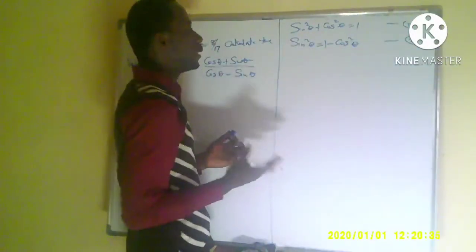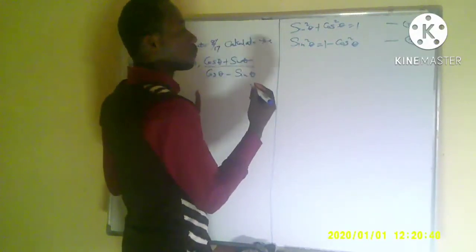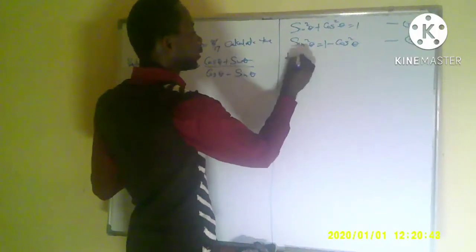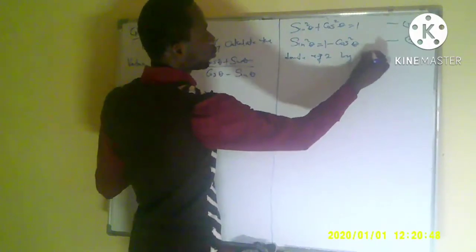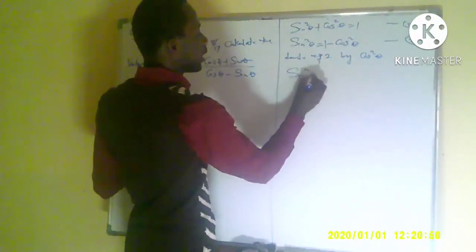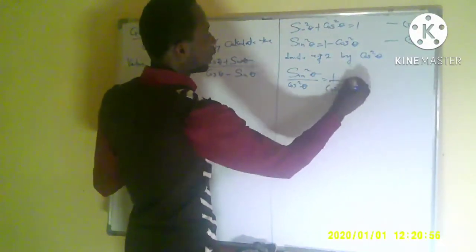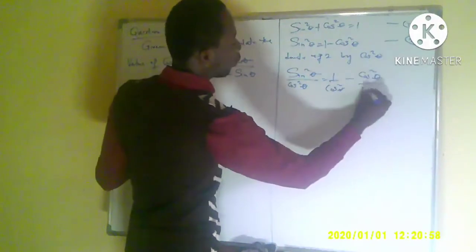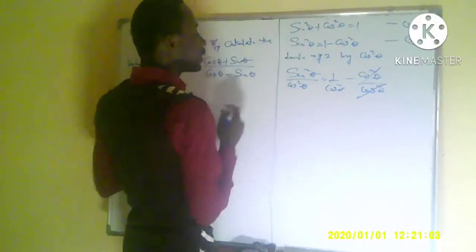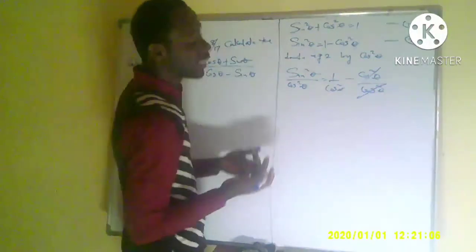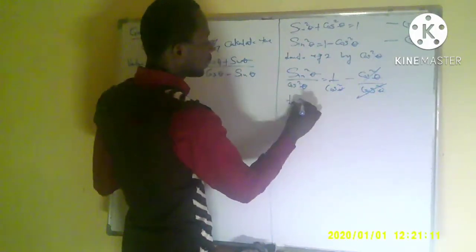Now, what if I choose to divide both sides by cos square theta? So divide equation 2 by cos square theta. I'm going to have sin square theta over cos square theta is equal to 1 over cos square theta minus cos square theta over cos square theta. Cos square theta will cancel cos square theta. Now, remember, sin theta over cos theta gives us tan theta, so sin square theta over cos square theta gives us tan square theta.